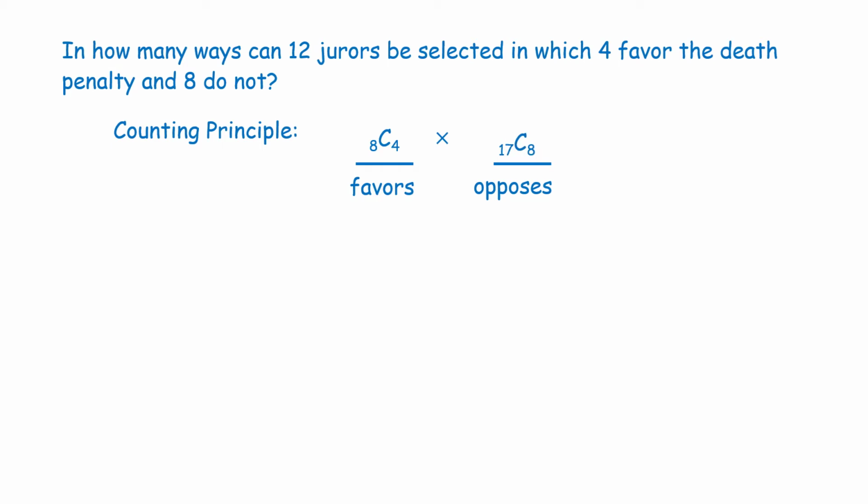Now we're ready to construct the probability. The formula is the number in your event divided by the number in your sample space. Our event is 12 jurors, of which 4 favor the death penalty and 8 do not. So, for the numerator, we will have what we just obtained, 8 choose 4 times 17 choose 8, and then we will divide by any 12 that we select from 25, so it'll be 25 choose 12.